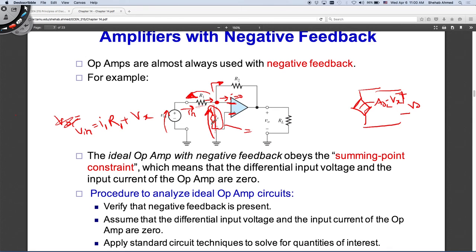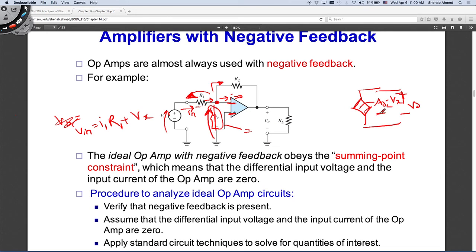If I provide some feedback that is in opposition to the input that I have coming in, I'm able to decrease that value of the voltage, in a controlled fashion. Ideally, I would like to choose the values of resistance such that this Vx is equal to 0. But remember, this is an open loop.